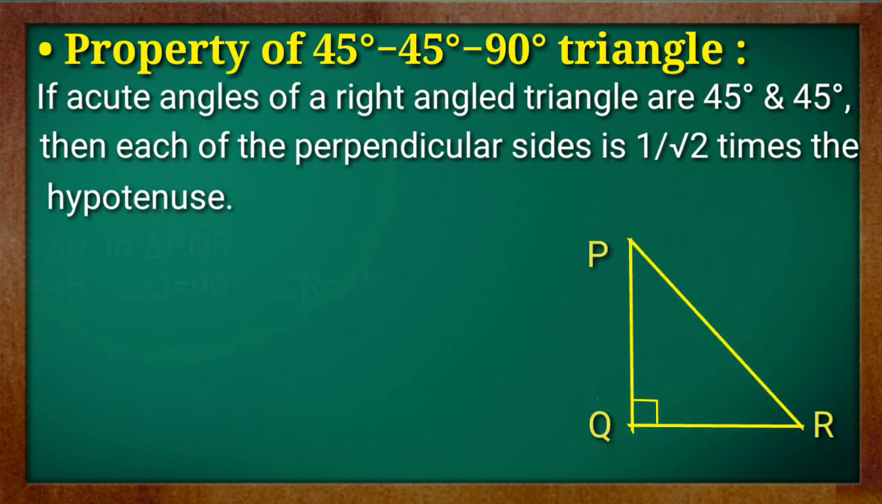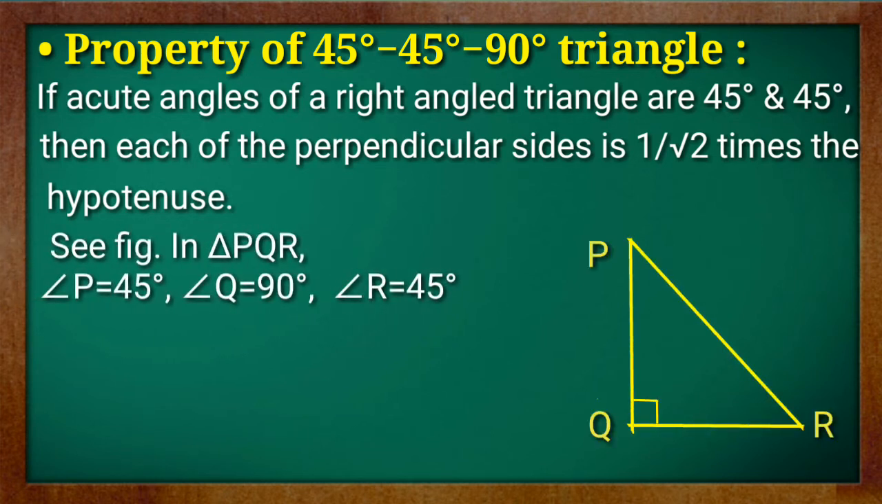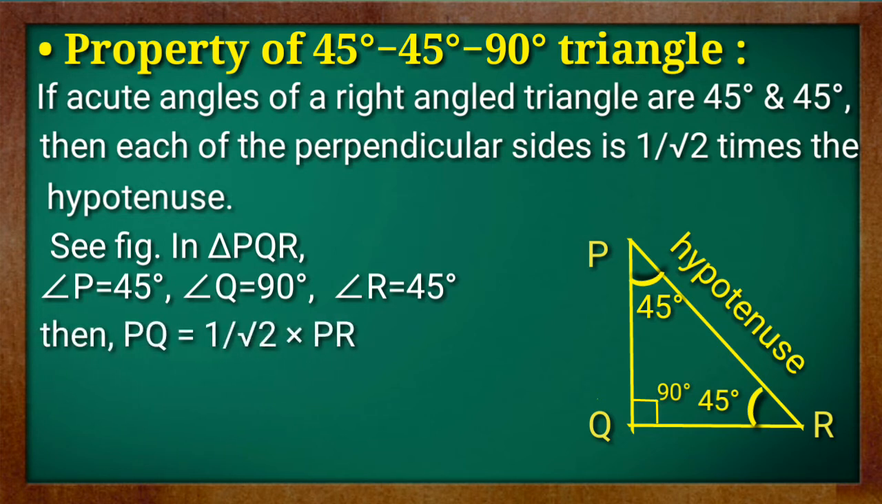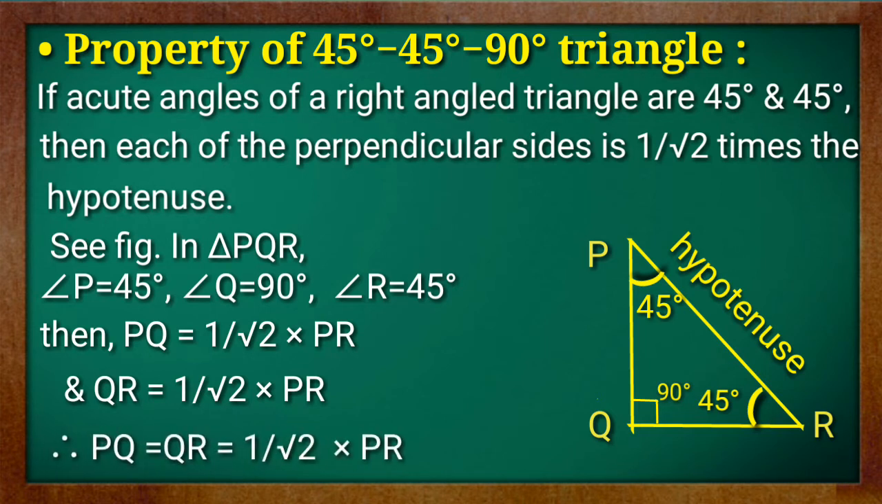See figure. In triangle PQR, angle P equal to 45 degree, angle Q equal to 90 degree and angle R equal to 45 degree. Here the perpendicular sides are PQ and QR. That means PQ equal to 1 upon root 2 into hypotenuse, that is PR. Then second perpendicular side QR equal to 1 upon root 2 into PR, that means PQ equal to QR equal to 1 upon root 2 into PR.